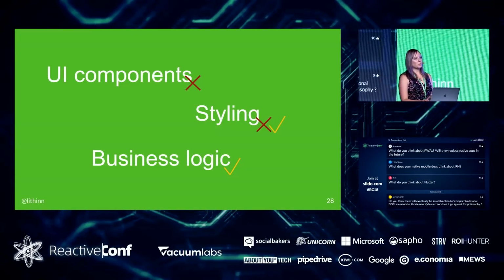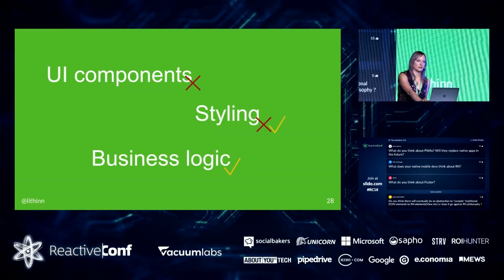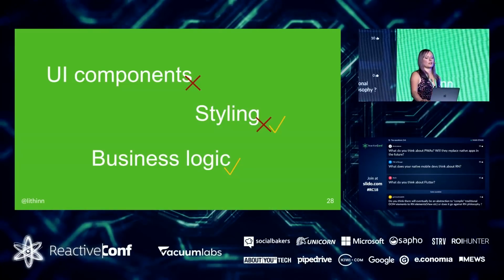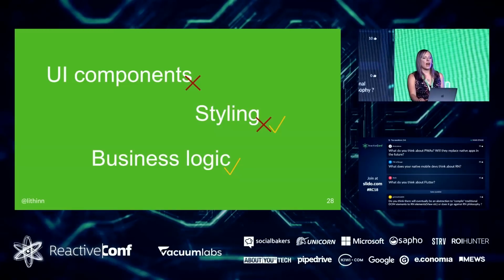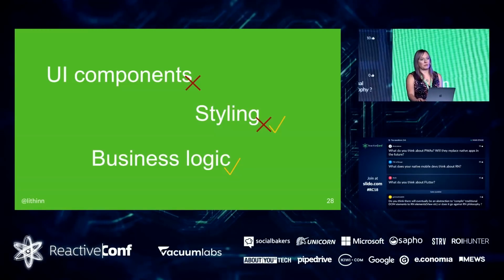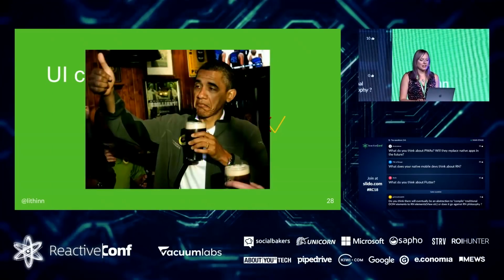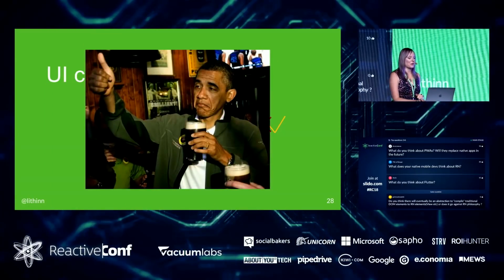So to sum up what we can share and what we can't share, it's exactly the other way around. We can't reuse UI components. We kind of can reuse styling to a certain degree. And we can reuse practically all of our business logic, which gives us a huge boost whenever developing anything. So that's quite all right, and we're quite happy with it.